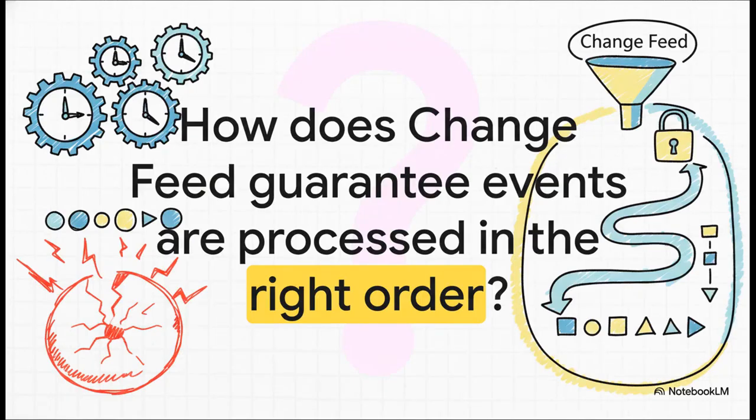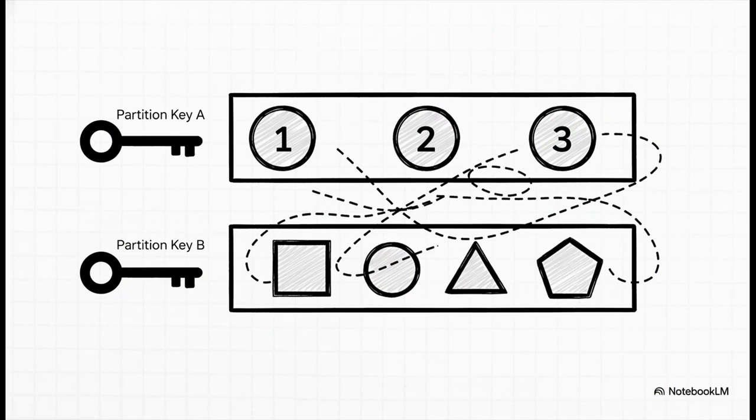But hang on, in an event-driven world, order is everything. I mean, processing events in the wrong sequence, that could lead to some really catastrophic data corruption. So how does the change feed make sure this doesn't happen? And here it is. This is the critical piece of the puzzle. Order is only guaranteed within a specific partition key value. Whoa, that completely changes how you have to think about your partition key. It's not just a decision about storage and performance anymore. It is now absolutely vital for the logical correctness of your entire application.